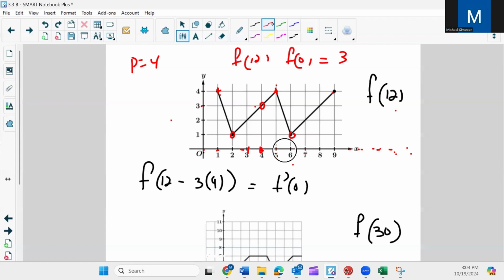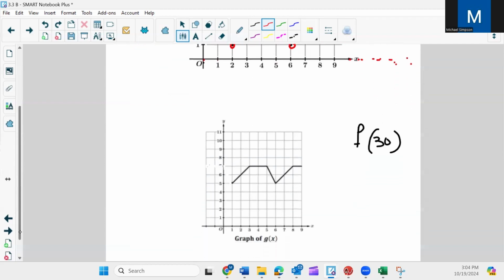Let's do another one. Let's try this one here. Here's another example. I doctored this graph a little bit to illustrate the point. What is f of 30? If I pick these 2 points on the graph, I can see this is at 6, this is at 1, and so the period is 5.